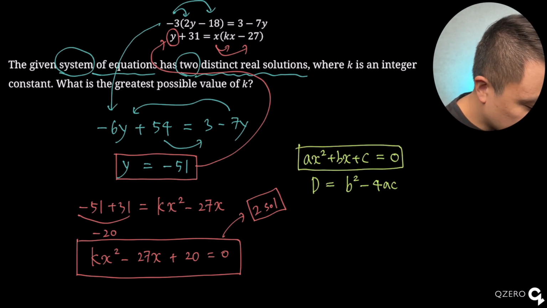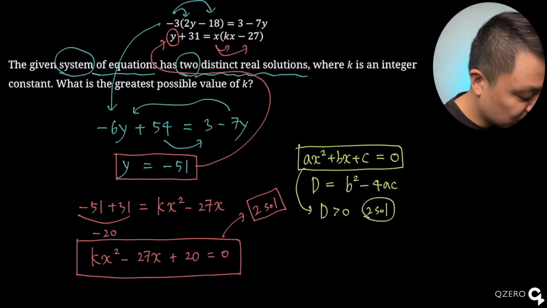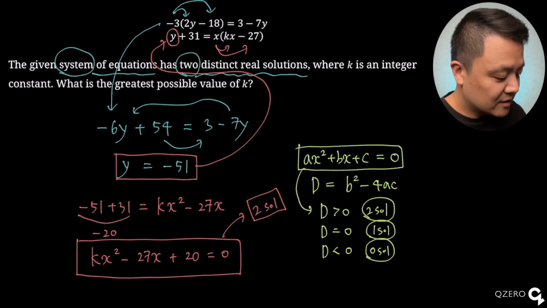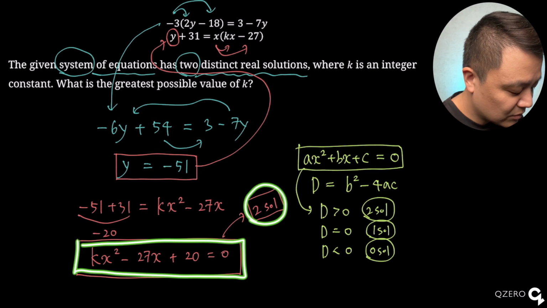There are three different cases. If this D is positive, that quadratic equation has two distinct real solutions. If D is equal to 0, it has one distinct real solution. If this D is negative, then there's no real solution. Since that equation is supposed to have two distinct real solutions, its D value has to be positive.